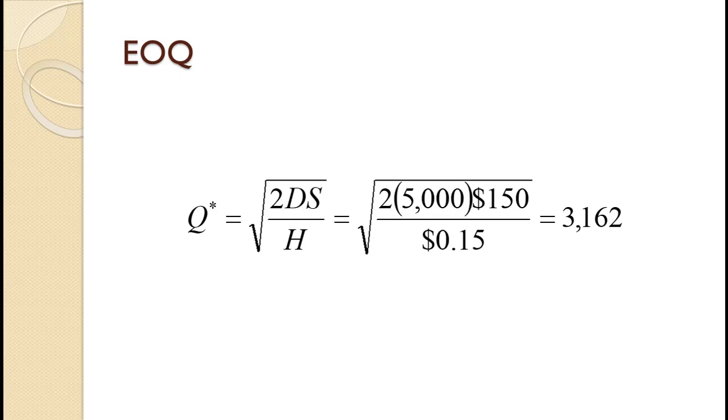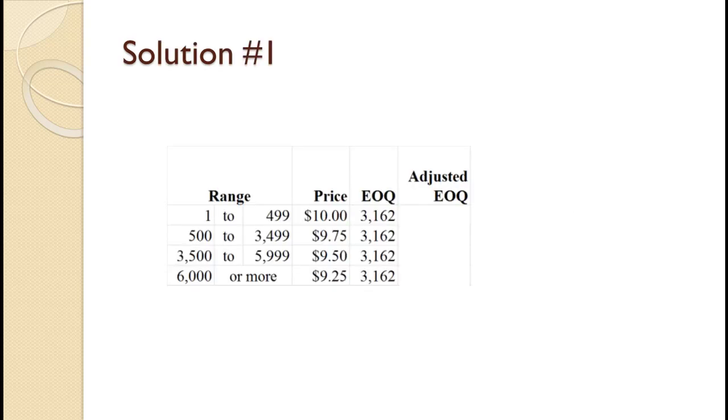We compute the economic order quantity exactly as we did in the basic EOQ tutorial. That is, the square root of 2 times the annual demand of 5,000 times the order cost of $150, all divided by the holding cost of 15 cents. That works out to 3,162. Now that we have the Q value, we have to adjust it for each price category. For the first price category of 1 to 499, you cannot order 3,162 and pay $10. The closest to 3,162 that you can order and pay $10 is 499. So, that is the Q value we will use for the first category.